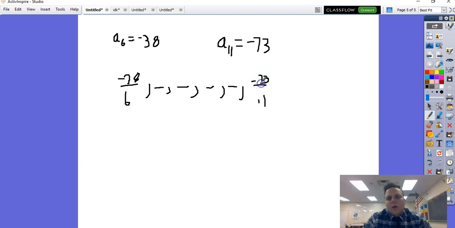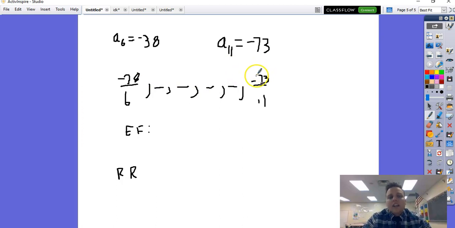Alright, and I want to find the explicit formula, and I want to find the recursive rule. Well, we already know the explicit formula is a sub n is equal to a of 1 plus d times n minus 1. Now, I would point out here, I don't know what a of 1 is, so I'm going to need to go back and find that. But I also don't know the common difference. So it means I actually don't know what it took to go from here to here, and then from here to here, and so on.